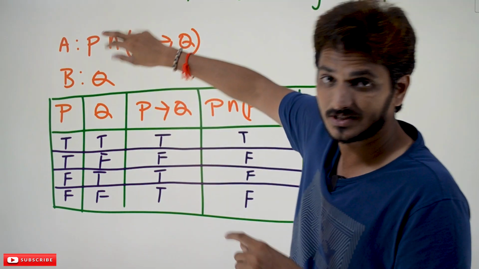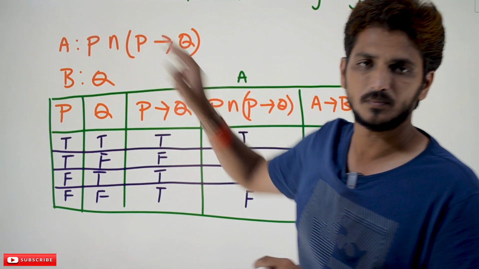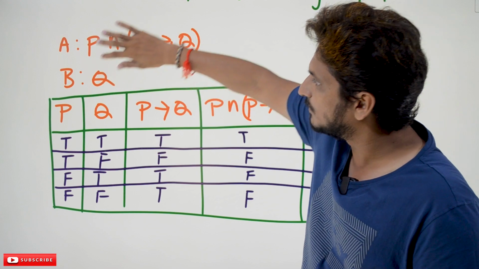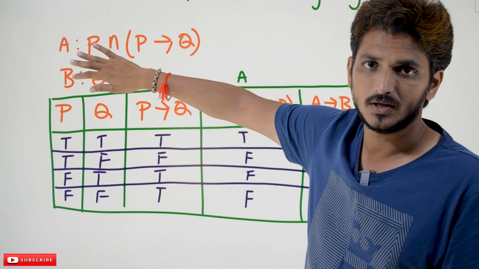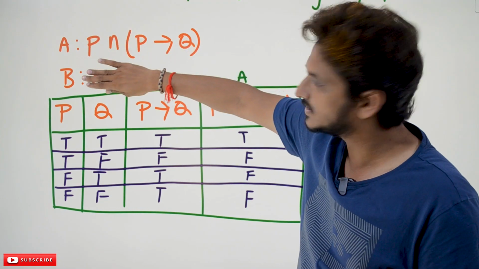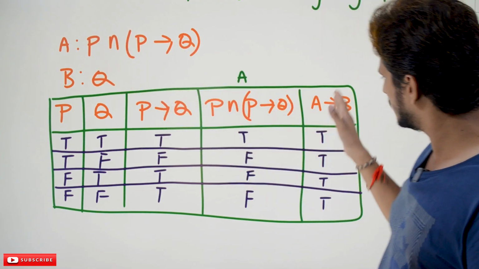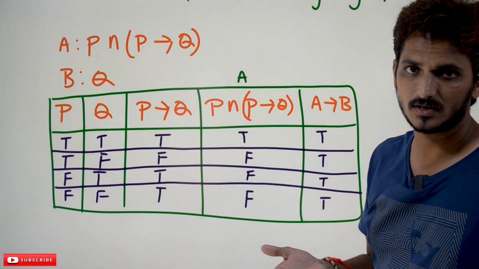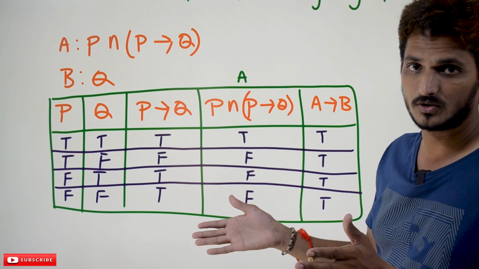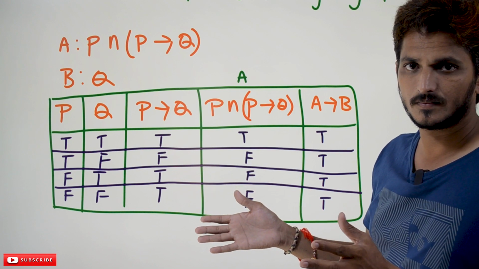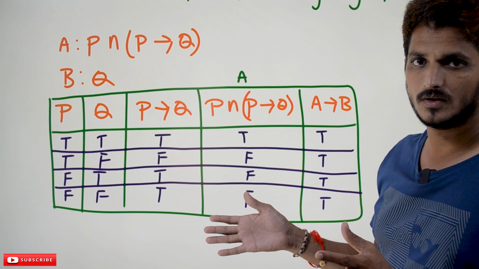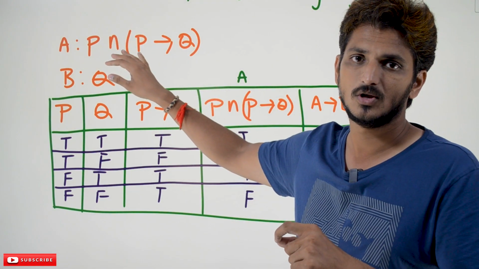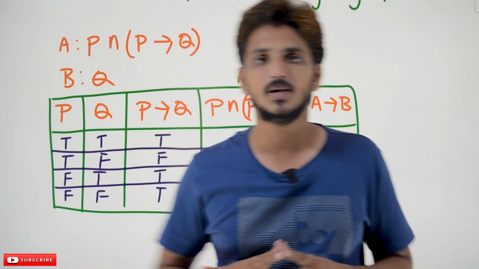If A, meaning this entire proposition, is true, then B has to be true. Then only A implies B is going to be a tautology. Because that is the meaning of implies: if P is true, then Q has to be true. This point you need to understand. We are going to use this point in our next class. Hope you understand what tautological implication means.